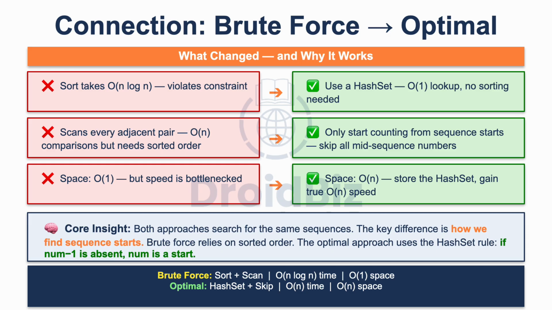Both approaches are searching for the same sequences. The real difference is how they identify where a sequence starts. Brute force relies on sorted order to find starts. The optimal approach uses the hash set rule: if number -1 is absent from the set, number is a start. That single check replaces the entire sort.